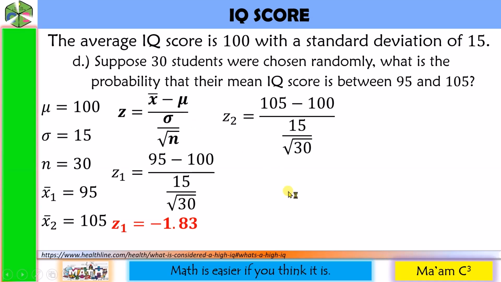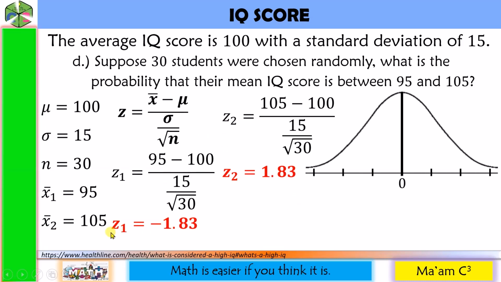And this will give us positive 1.83. Let us sketch the normal curve. Let us locate our first z-value, negative 1.83. If this is negative 1 and this is negative 2, then somewhere here is negative 1.83. Our next z-value is positive 1.83. So positive 1, positive 2, then somewhere here is positive 1.83.